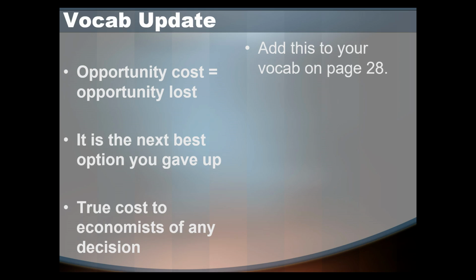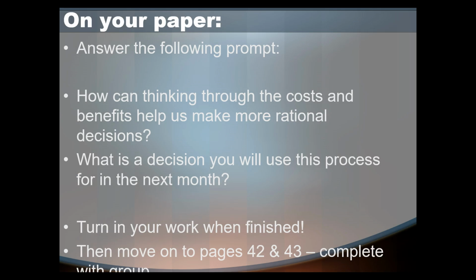All right. To finish this up, you're going to do one more thing. On your same sheet of paper, I want you to answer the following prompt. And your answer should be about a paragraph in length. So how can thinking through the costs and benefits of a decision help us make more rational decisions? And what is a decision you will use this process for in the next month? What's one way you could see using this?